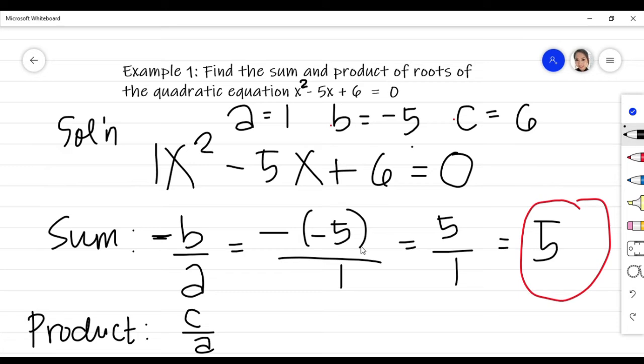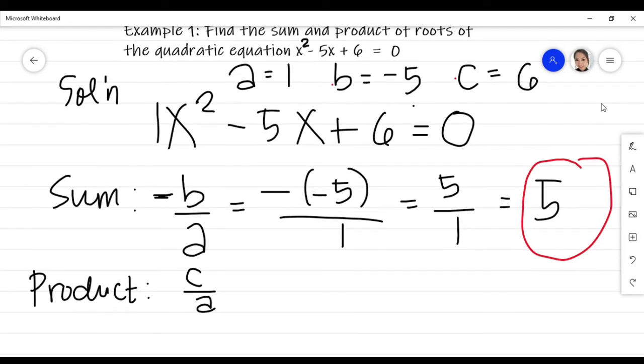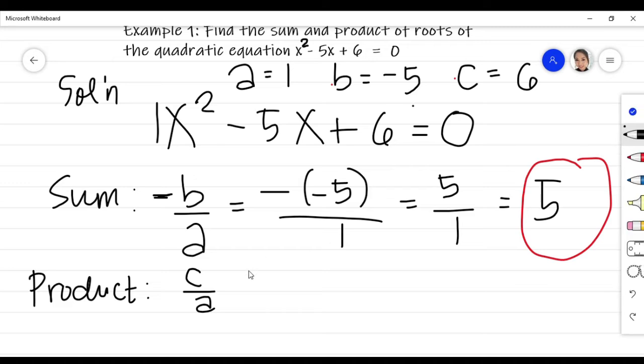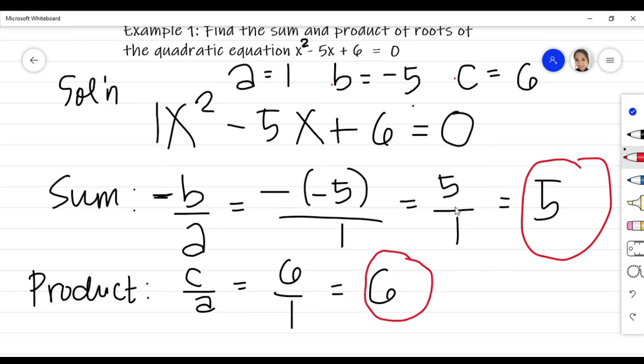Okay, now how about the product? Our product is c over a. So c is 6 divided by a, which is 1. 6 divided by 1 is 6. So our product is positive 6.